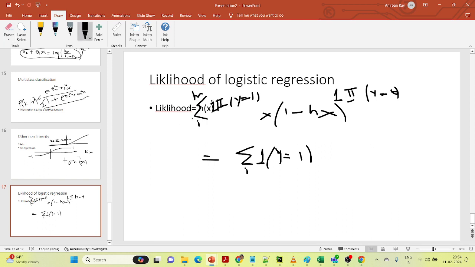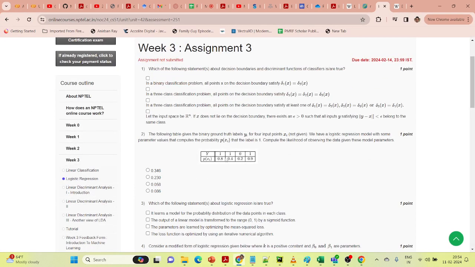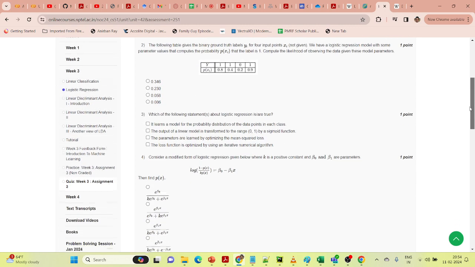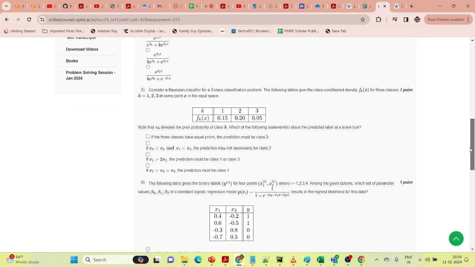After taking the logarithm it becomes a summation. So the product is 0.8 to the power 1, multiplied by 0.4 to the power 1, 0.2 to the power, what will be here? 0.8 to the power 1, because it is 0, and 0.9 to the power 1. So that is the answer actually. This can be done. Question number 2, 3, and 4 done, now question number 5.